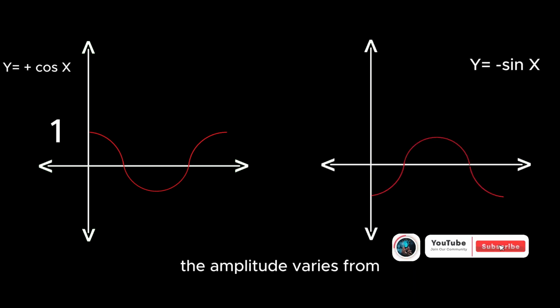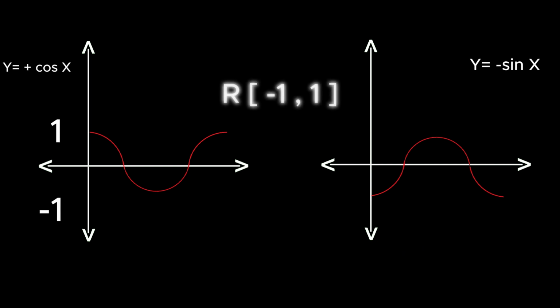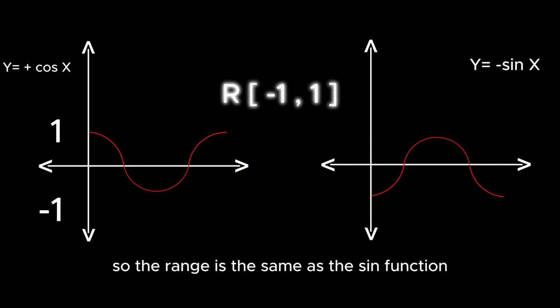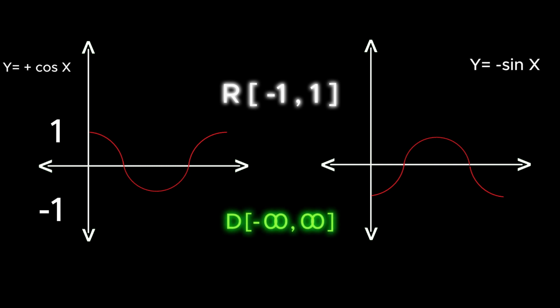The amplitude is 1 in this case, which means the y values vary from -1 to 1. So the range is the same as the sine function. And because it's a periodic function that goes forever, the domain is all real numbers, -infinity to infinity.